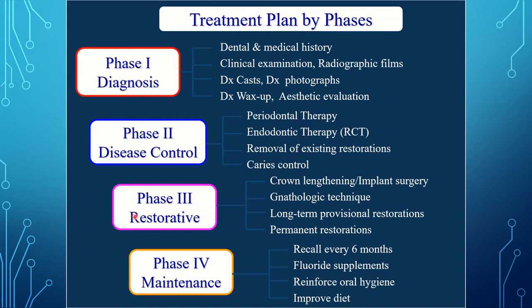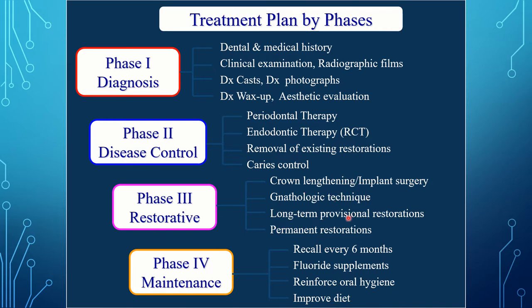Coming to phase three, we are doing the restorative phase here. We are doing crown lengthening if required, implant surgery if required, and any other small surgeries if required. A gnathologic technique is used if required, guys. Long-term provisional restorations, if required, would be done, and any permanent restoration, if required, should be taken care of. So you have to follow a logical sequence, and then only things work.